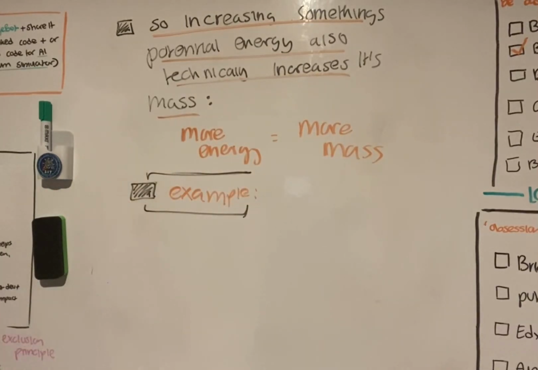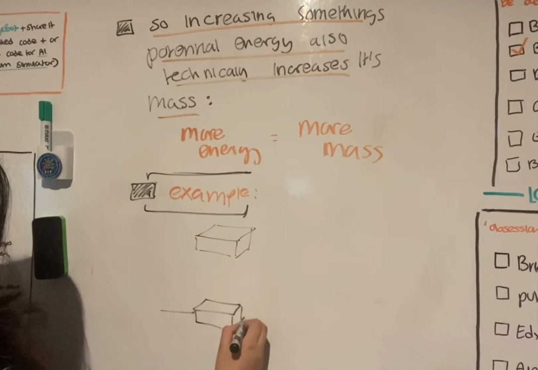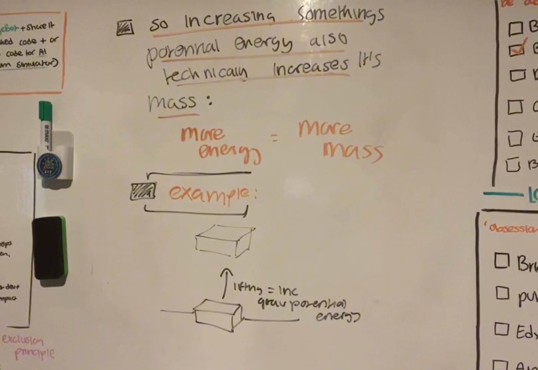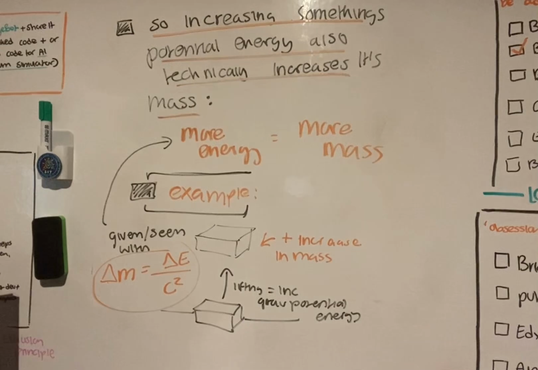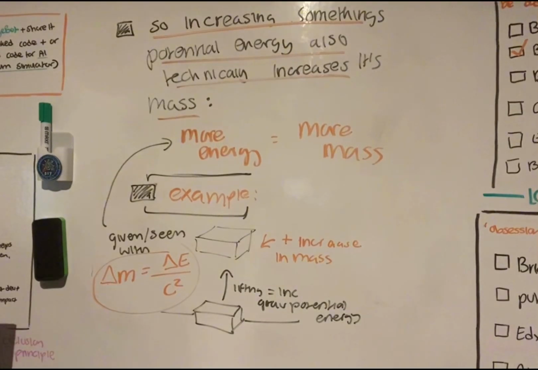An example of this is with a brick. If I lift the brick, I'm increasing its gravitational potential energy, which technically means I'm increasing its mass, as seen with delta m equals delta E over c squared, which equates a change in mass to a change in energy. The only reason why we don't see this phenomenon when lifting bricks is because that increase in mass is so small that we can't even measure it properly. And it's so insignificant that most physicists don't even consider it, especially those in the realm of classical physics.